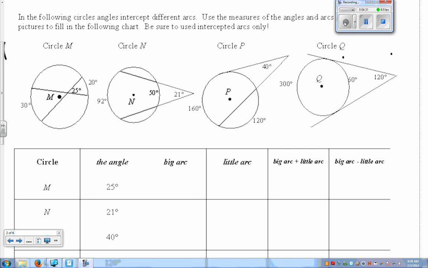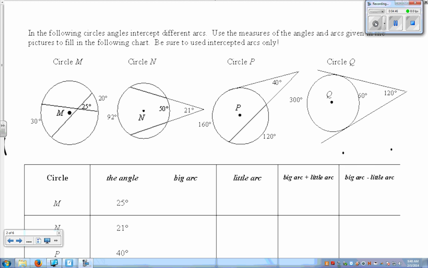I apologize. Okay, so our directions say, in the following circles, angles intercept different arcs. Use the measures of the angles and the arcs in the pictures to fill in the following chart. Be sure to use intercepted arcs only. Okay, so here's some of the new stuff that we are going to be talking about. So let's take a look here. Circle M, the angle that we're given is 25 degrees.